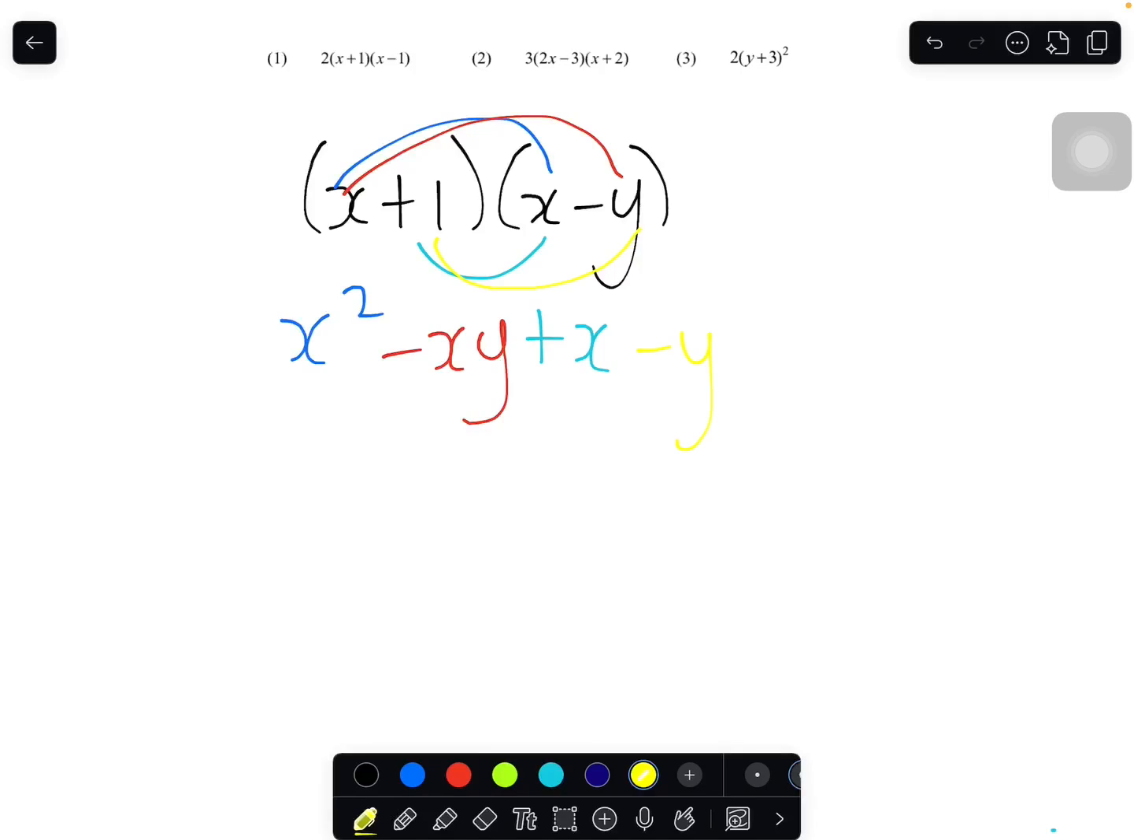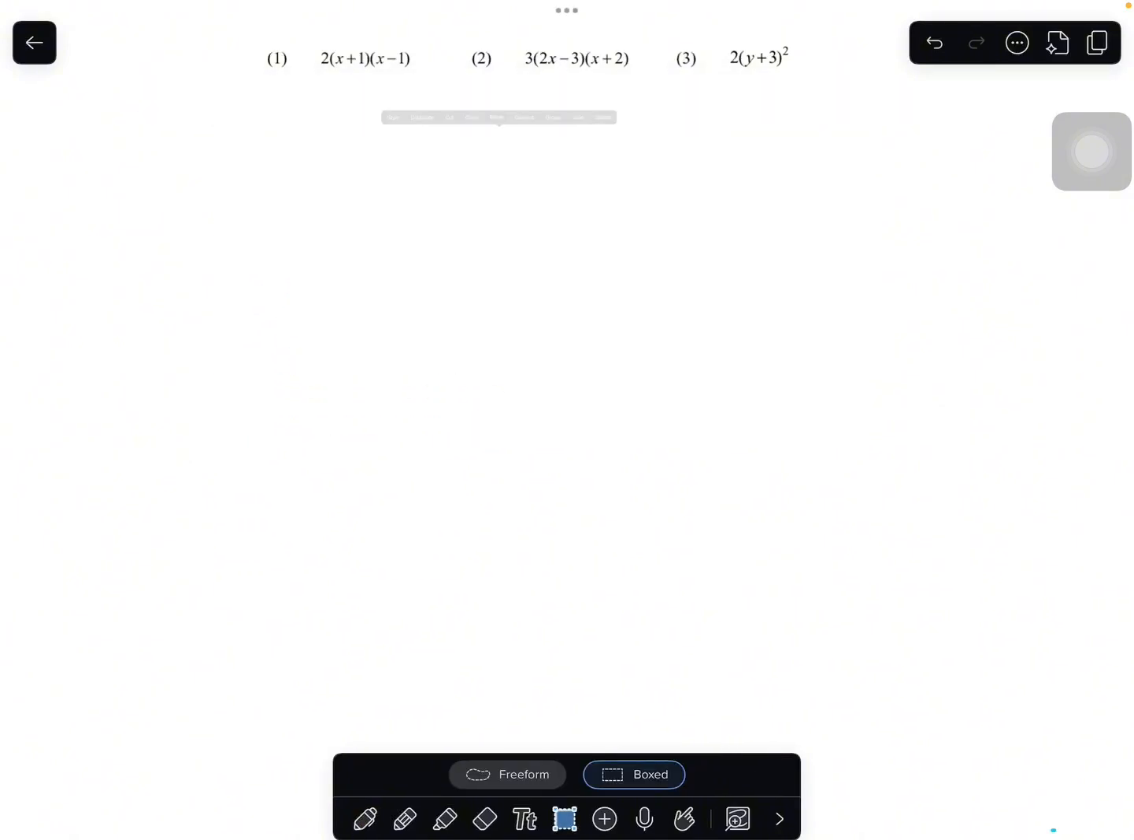What we refer to this as is the acronym FOIL, because what is happening here is this is our first, this is our outer, this is our inner, and this is our last. So if you look here, the blue is our first, the red is our outer, the I is our inner terms, and the L is our last terms. Okay, I hope you guys get that. Let's go into the sums.